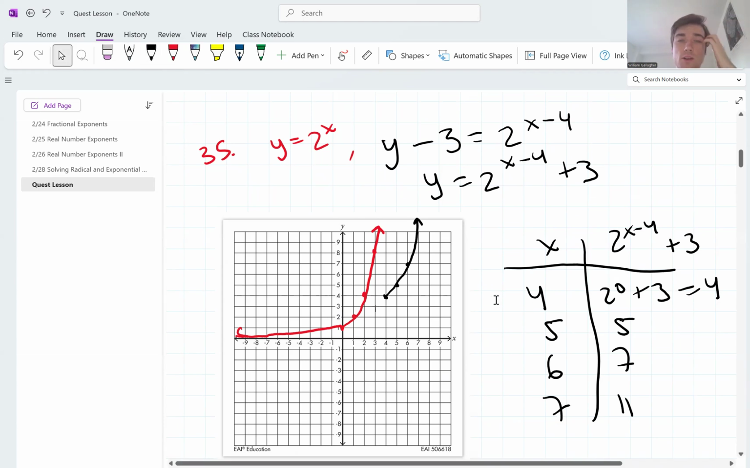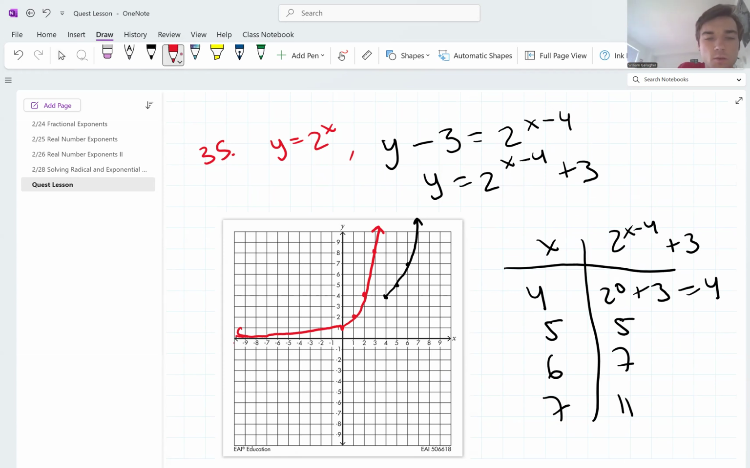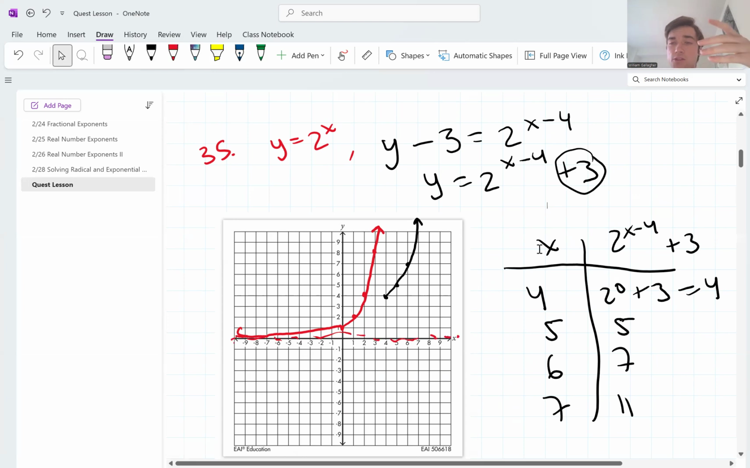And so if you look at our original function, y equals 2 to the x, our horizontal asymptote is at y equals 0. So if we're going to add 3 to all of our y values, it makes sense that our horizontal asymptote would now be at y is equal to 3. And it turns out that that is true. And we can prove that algebraically.